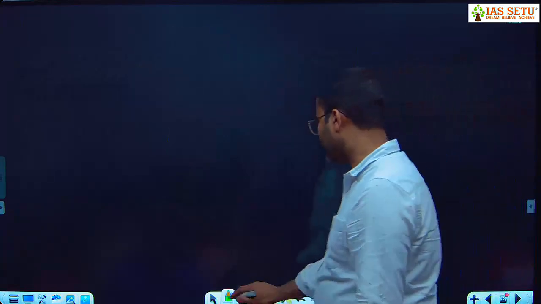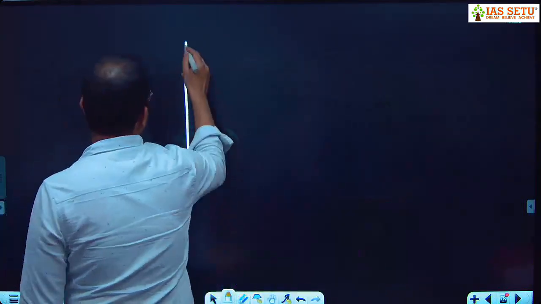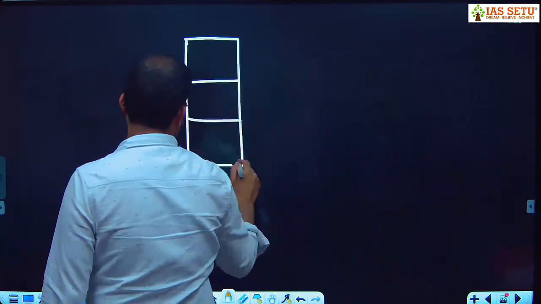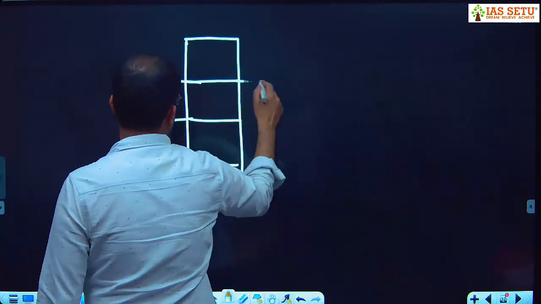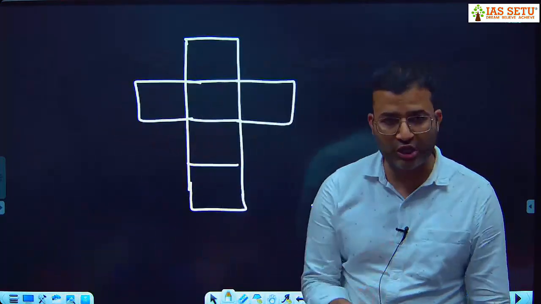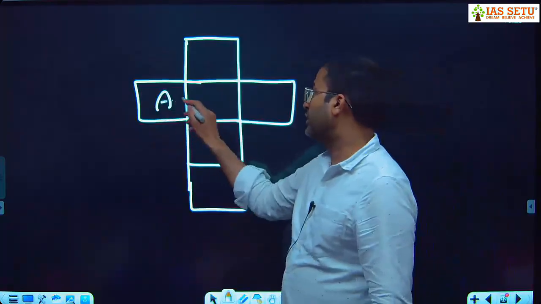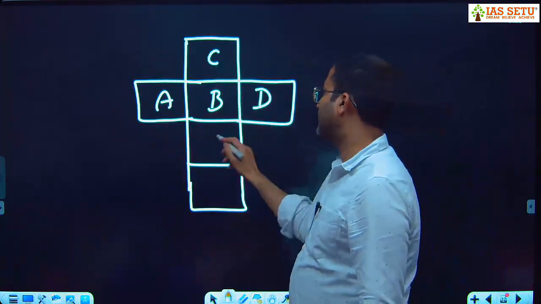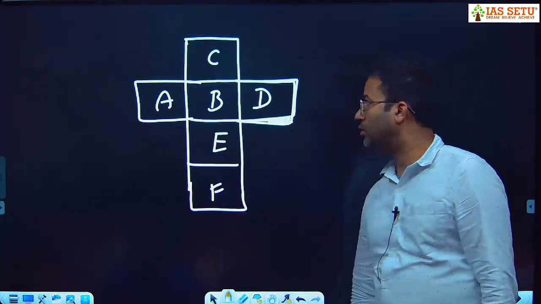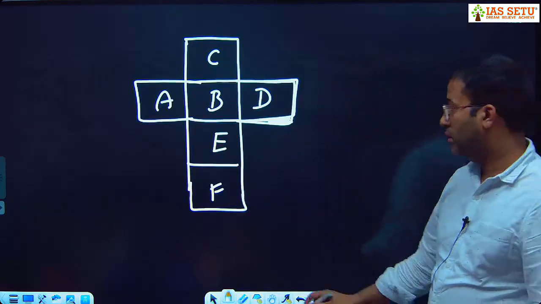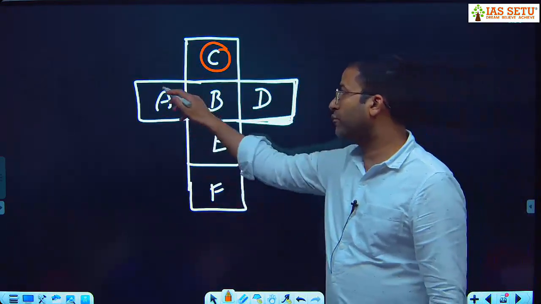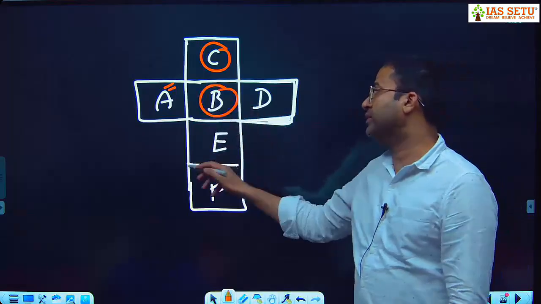I ask you a question. See, they can use numbers 1, 2, 3, 4, 5, 6. They can use colors. They can use alphabets A, B, C, D, E, F. Okay. My question to you: what is opposite of C? What is opposite of A? What is opposite of B? F.